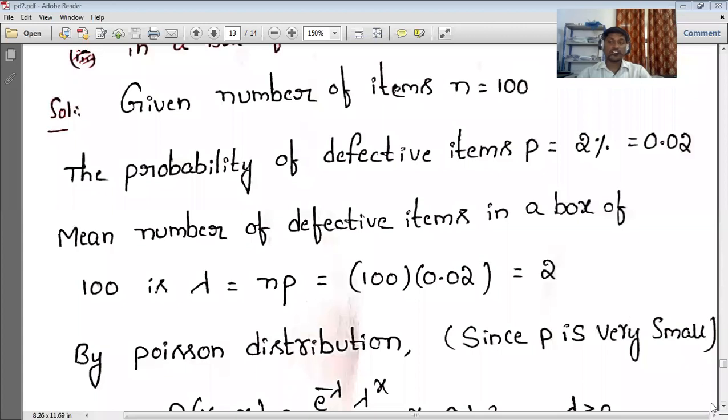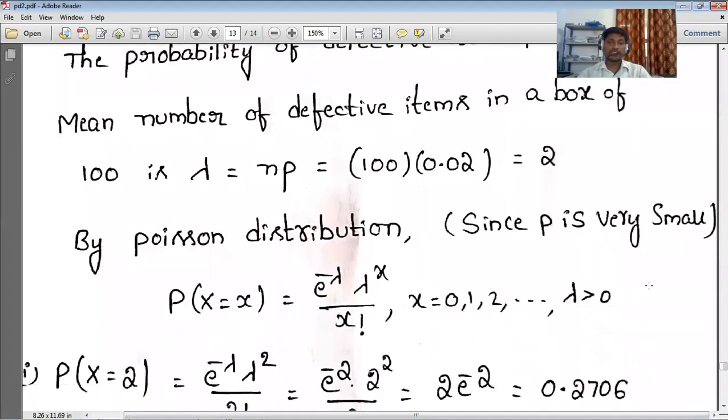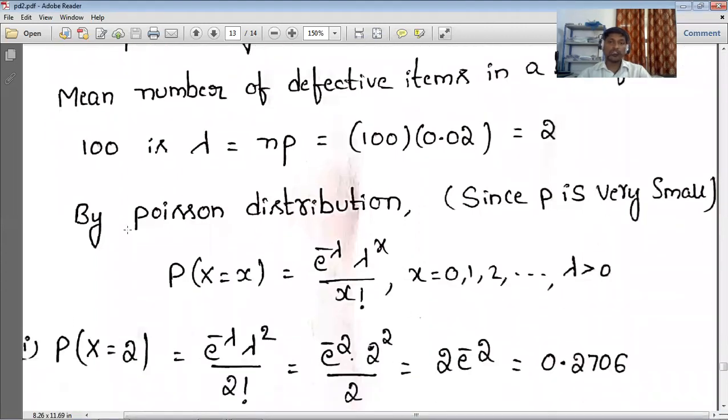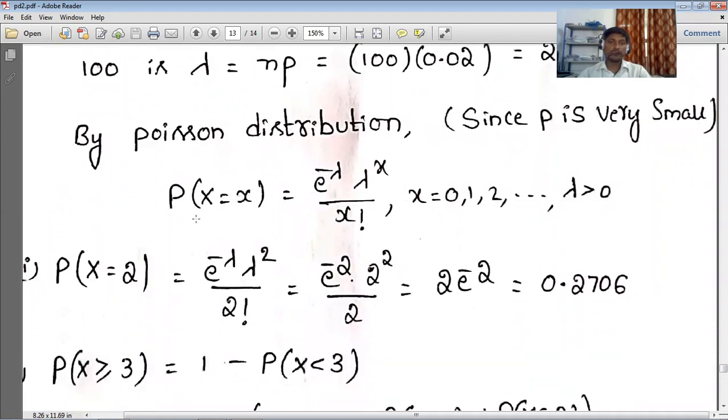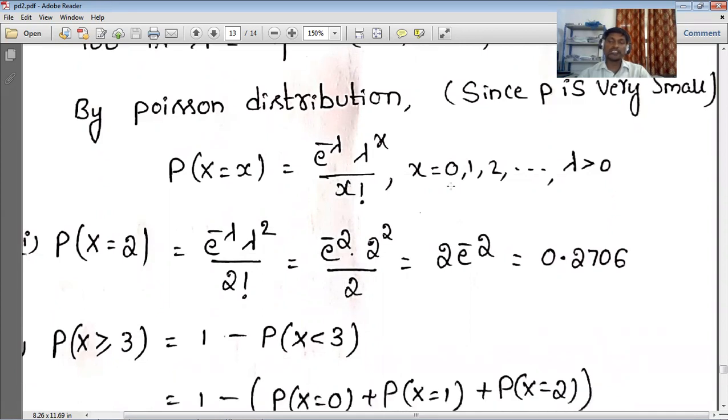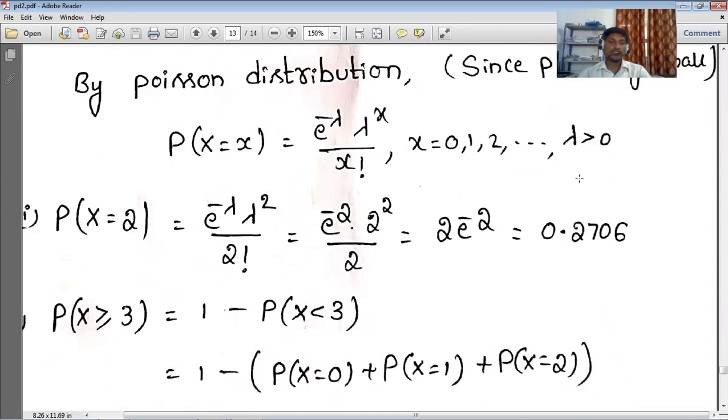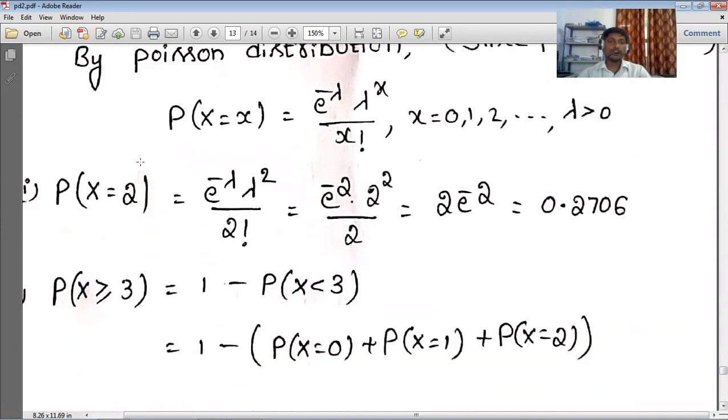So here it is. See that since p is very small, we are applying Poisson distribution. P of x is equal to e power minus lambda, lambda power x by x factorial, where x is equal to 0, 1, 2 and so on, and lambda is greater than 0. So here it is. First one, P of x is equal to 2.